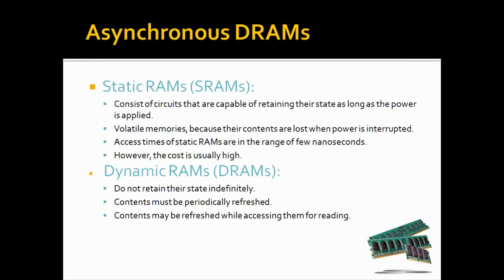So here in the asynchronous DRAM, what happens is static RAMs, we know that static RAMs are always going to be fast, but they come at a high cost because their cells require several transistors. So it is going to be less expensive RAMs and can be implemented if simpler cells are used. However, such cells do not retain their state indefinitely, hence they are called dynamic RAMs. Okay, so it's going to be static RAM and dynamic RAM.